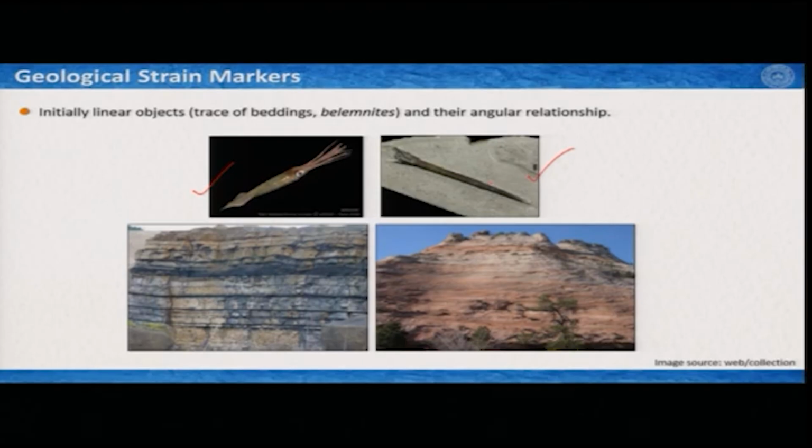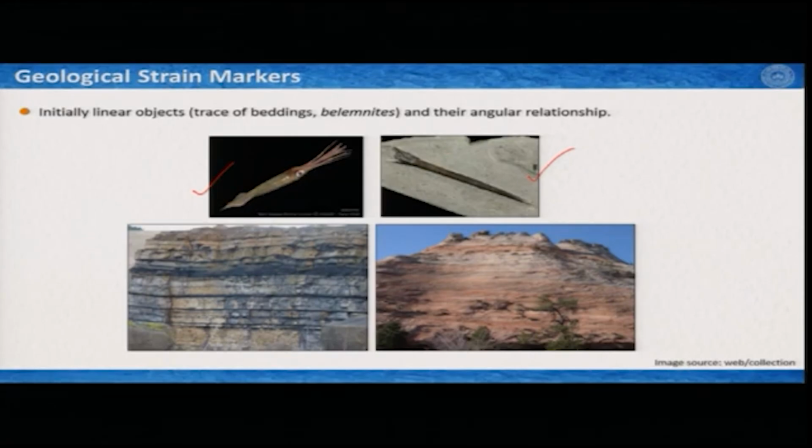Of course, in this image this is undeformed, but now imagine that you know the orientation and the shape of the belemnite, and now if this piece is deformed, then you can figure out the strain using some methods that we have learned.